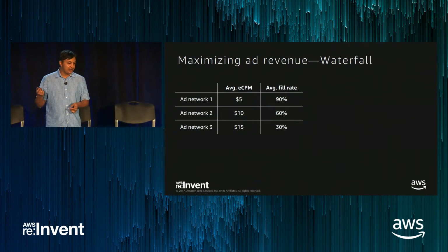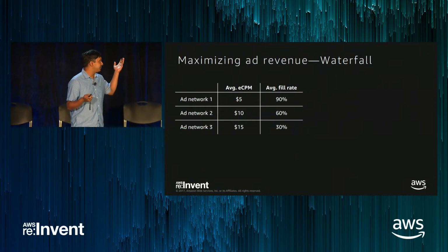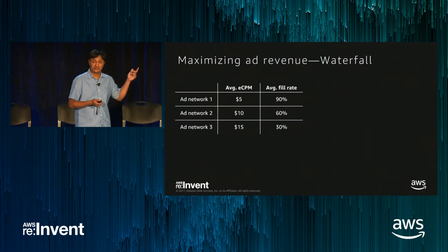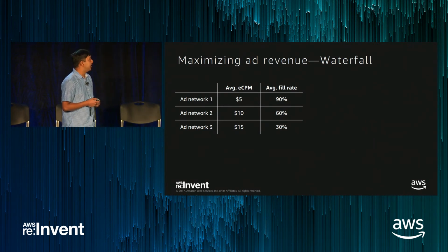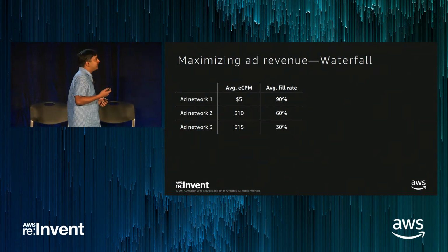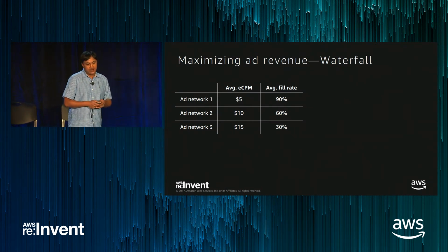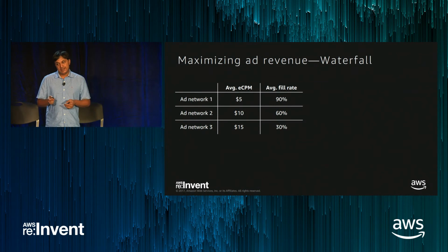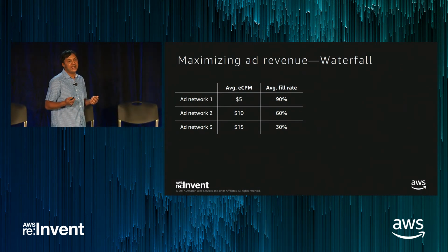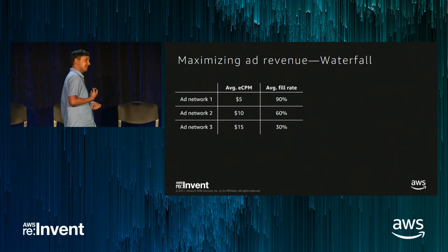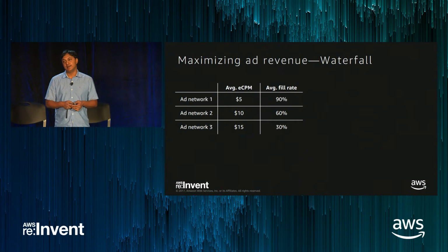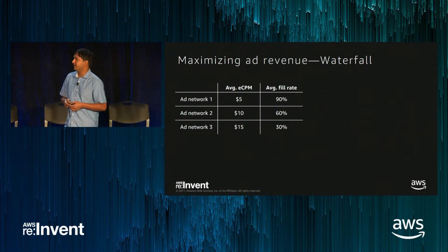Now let's say you have 3 ad networks. Ad network 1 has the lowest CPM at $5, yet the highest fill rate of 90%. Network 3 has the highest CPM, but they only fill 3 out of 10 ads that you request. The way you get this data is through APIs in a lot of cases. Most ad networks provide an API for you to fetch this data periodically. Maybe you do a nightly job where you pull eCPM and fill rate data from these networks.